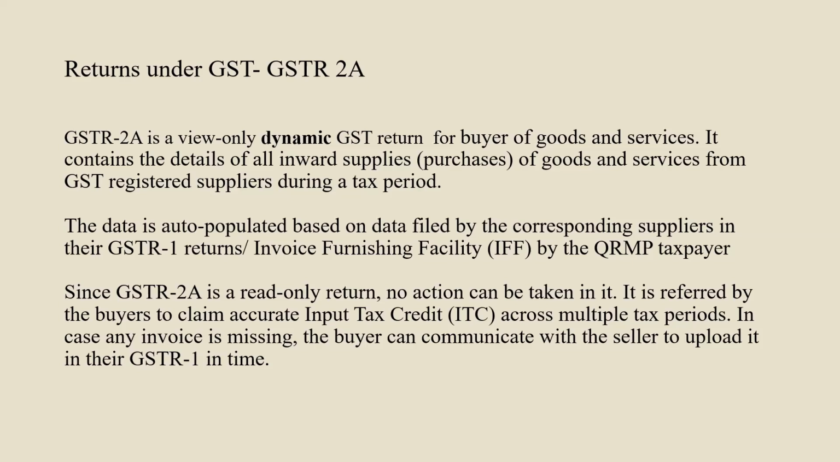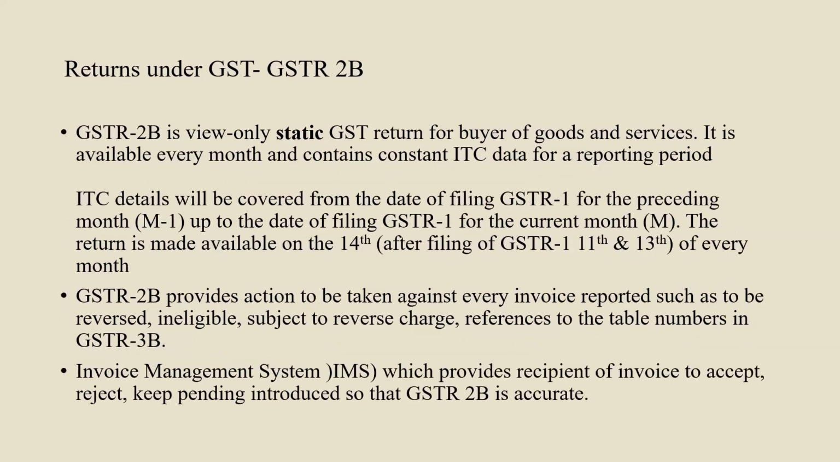Now, what I'm saying is that as a buyer, this 2A return gives you an indication of how much is your input. So input and output is what is important. Why is input output required? Anyway, we will see that. So we are now talking of input. Now this is a read only return. No action can be taken, but it helps. This return helps you to decide how much is your input credit, how much is the input tax that is being paid. Now coming to 2B, this is a static return.